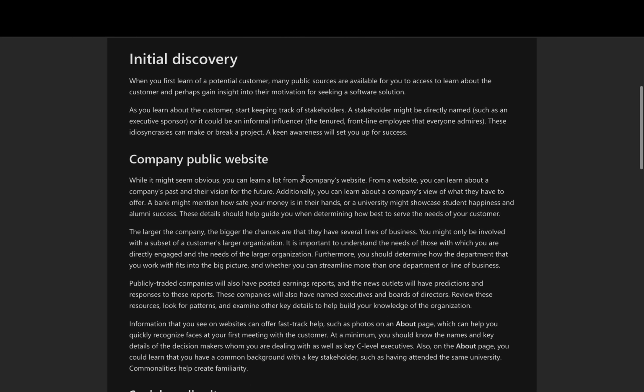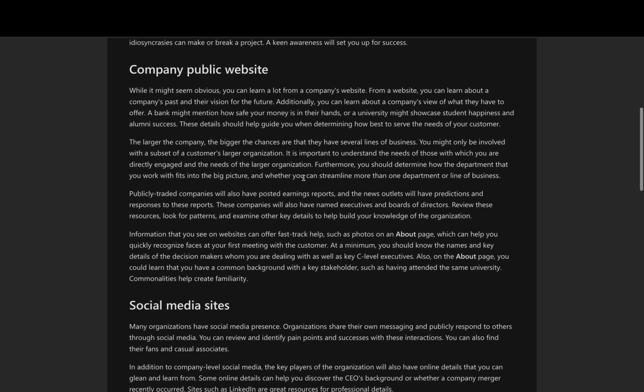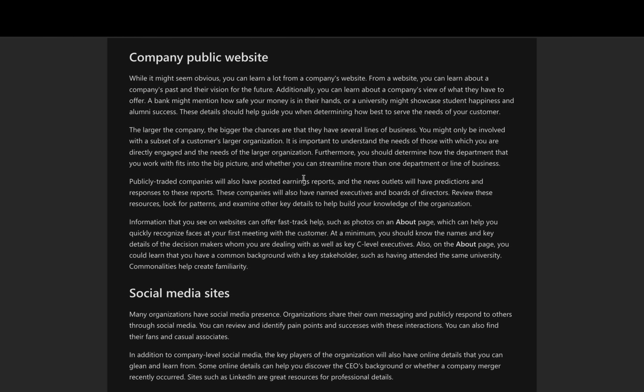Company public website. While it might seem obvious, you can learn a lot from a company's website. From a website, you can learn about a company's past and their vision for the future. Additionally, you can learn about a company's view of what they have to offer. A bank might mention how safe your money is in their hands, or a university might showcase student happiness and alumni success. These details should help guide you when determining how best to serve the needs of your customer.